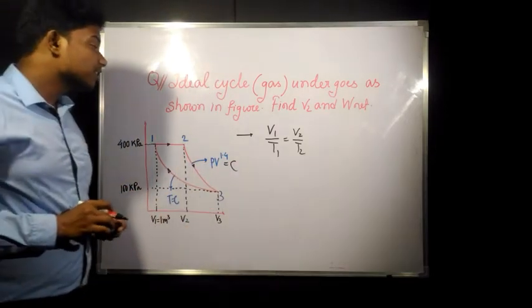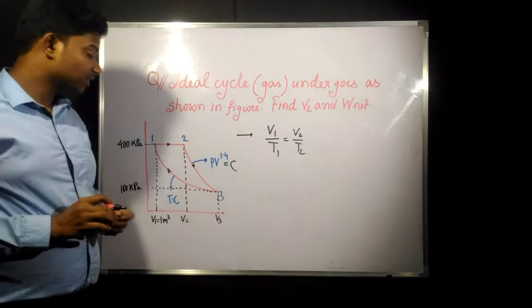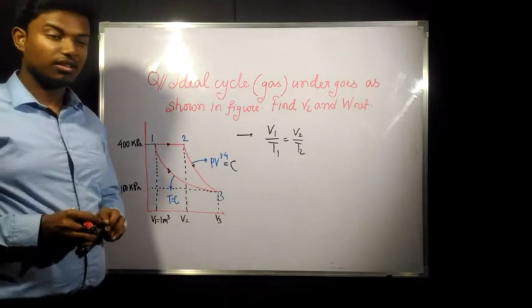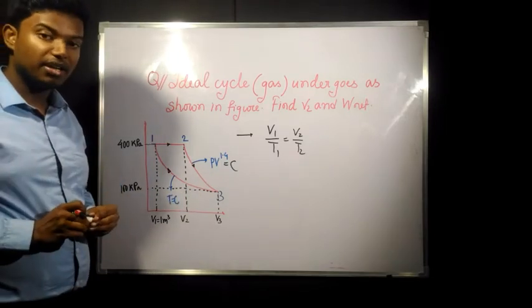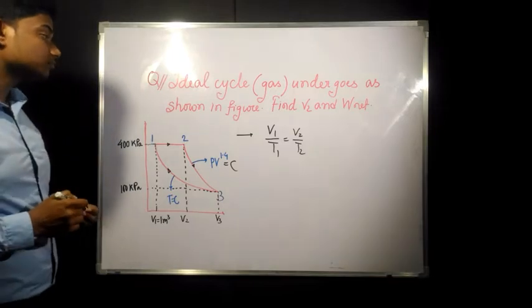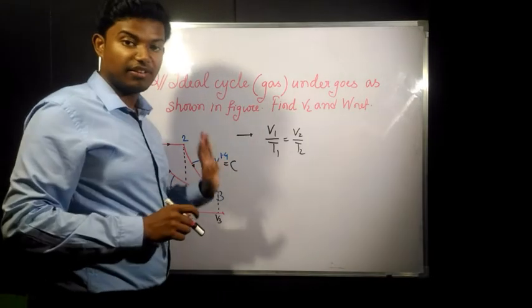Temperatures T1 and T2 are unknown to us. Even the temperature T3 is also unknown to us. In the whole question, no trace of temperature is given, so we cannot find V2 at first position.